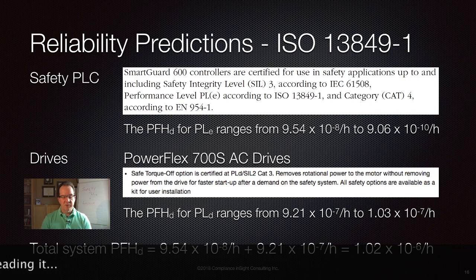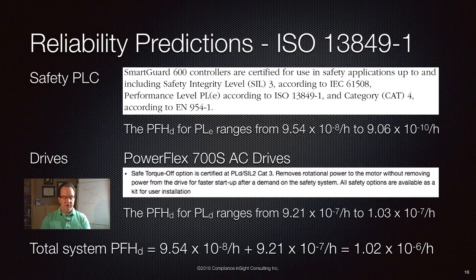Anyway, did the calculation. One of the things that you can do with PFHDs, and you can also do this actually with MTTFD, is that if you have a series of black box units connected together in your safety system, you can simply sum the failure rates in order to get the overall failure rate of the system. So I summed the PFHDs here, and when we add together 9.54 times 10 to the minus 8th and 9.21 times 10 to the minus 7th, we get 1.02 times 10 to the minus 6 failures per hour.